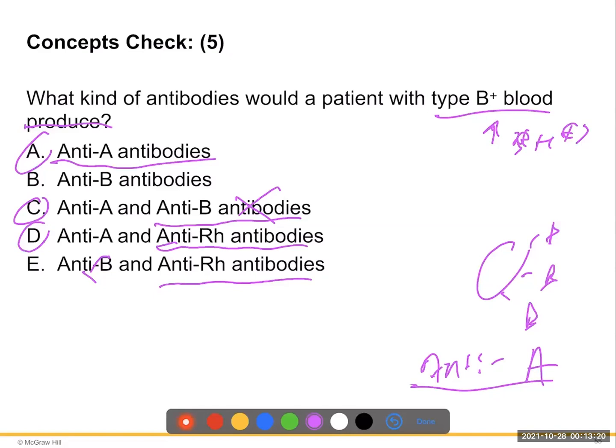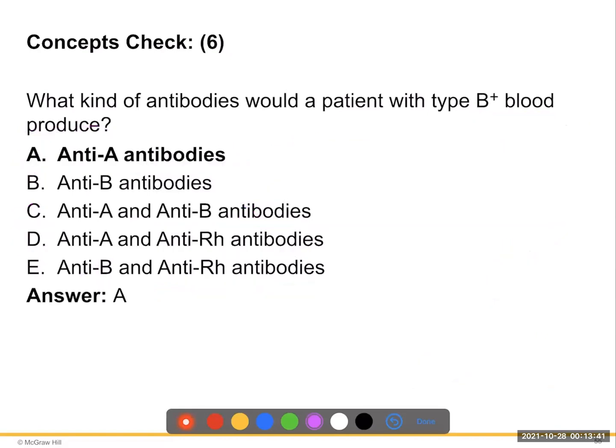No, you're right. Because it's already in the system, Rh is there, so you don't recognize it as foreign. So A would be the correct answer. It would not produce Rh antibodies because the person is type B and Rh positive. So it has the Rh antigen on the cell, and there are no antibodies that would destroy it. So it can only be A. Does that make sense? Yes.